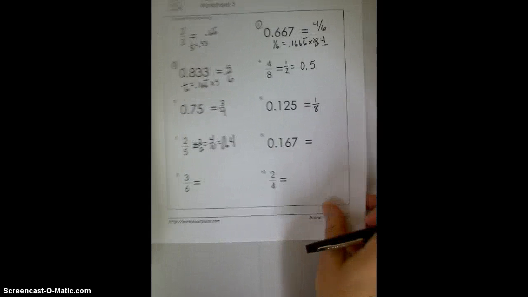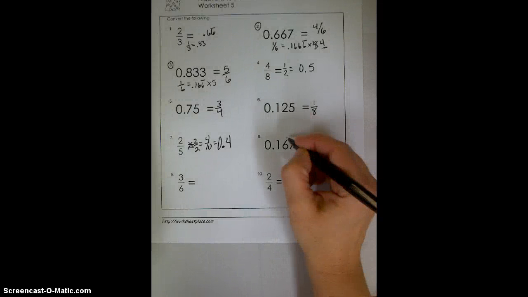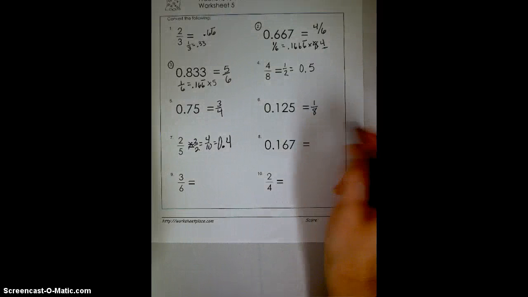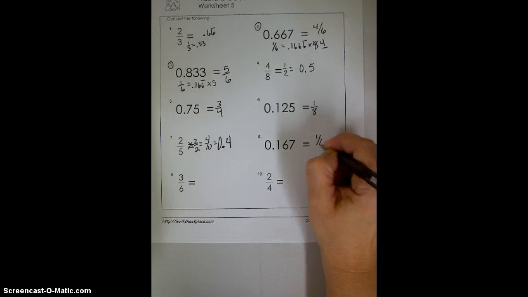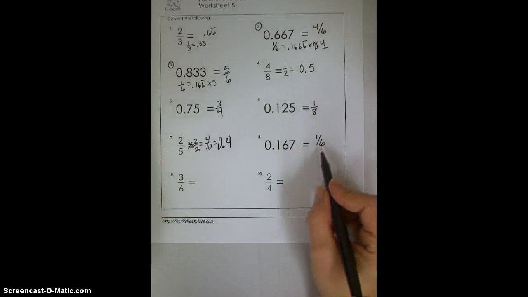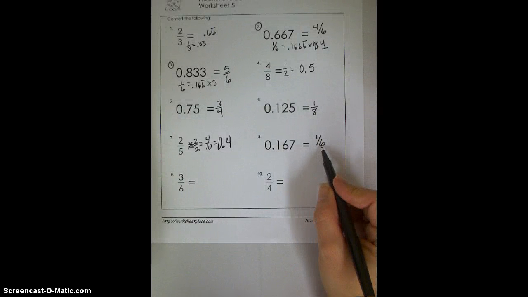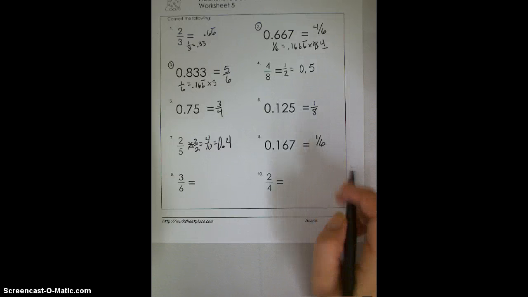0.167, remember that's that same rounded one where it would have continued 0.16666, and that was our 1/6. This one, strangely enough, you don't need to know for 5th grade, but you're going to need to know it for 6th, so we're practicing it now.